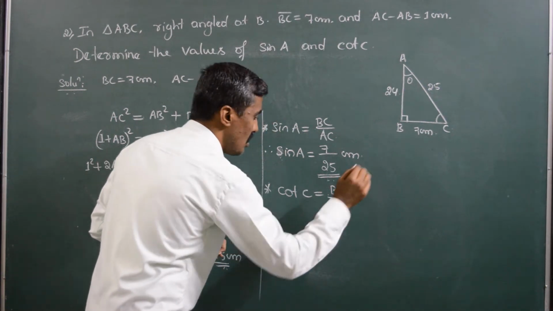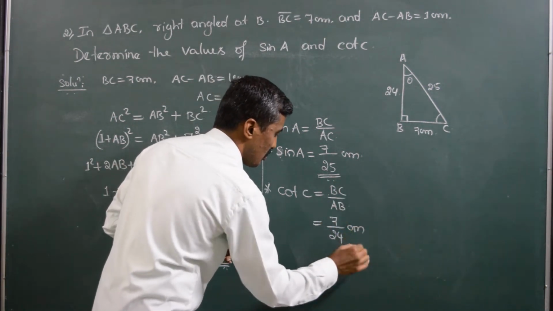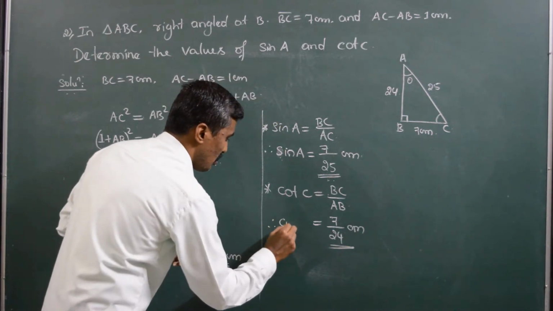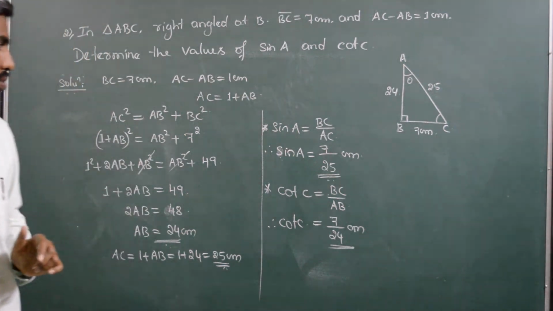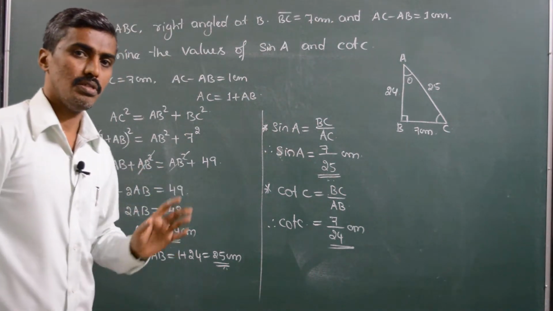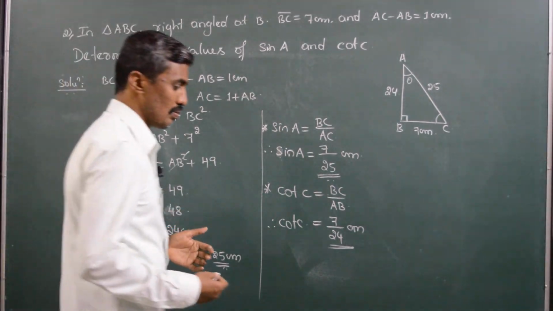So how much is BC? 7. How much is AB? 24. So this much centimeter. Therefore the value of cot C is 7 by 24. So I hope you understood these problems. Practice once again. Okay. Now I will move on to the third problem.